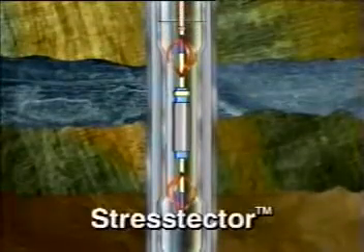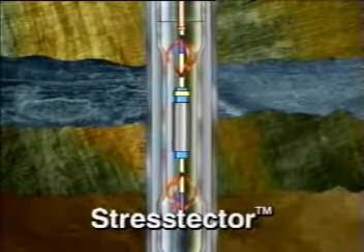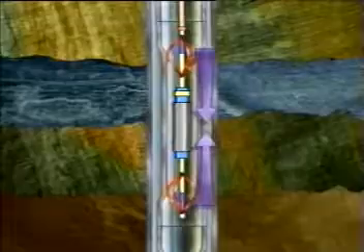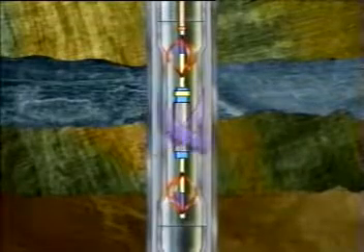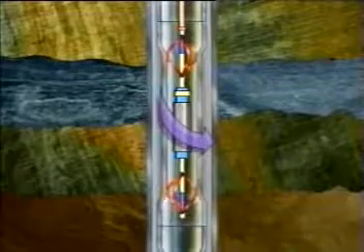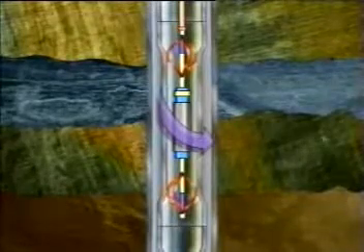The Stress Tector is extremely sensitive to torque and stretch. It can detect even subtle movement, including tension, compression, and right or left-hand torque. The ability to read left-hand torque is essential in certain fishing situations. Another advantage of the Stress Tector design is its durability. It can be run in combination with string shot explosives, which reduces the time involved in freeing the stuck string.